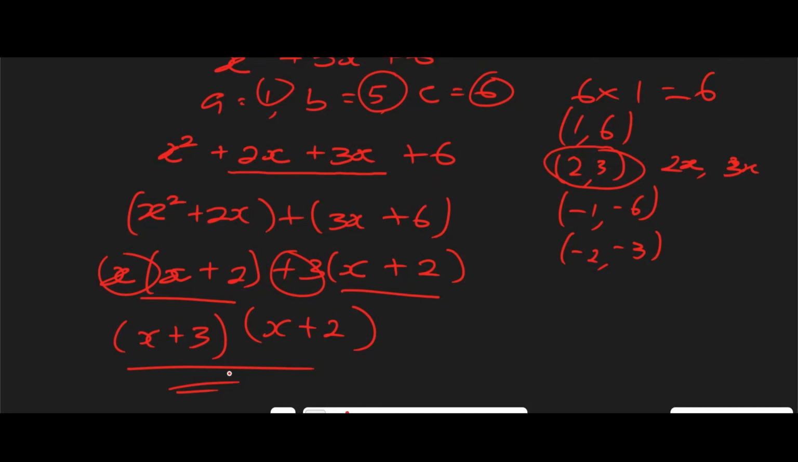Let's move on to the next one. This is our next expression. That's going to be x squared minus 5x plus 6, very similar to our previous one. And how do we factorize this one?